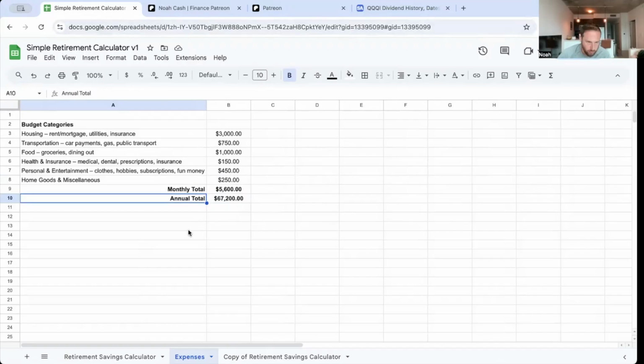And so, maybe your expenses will rise as it relates to inflation, or things will change in the future. So we can simulate that as part of what we'll do next.